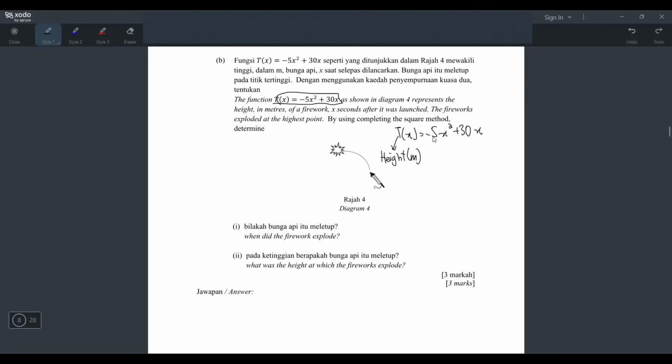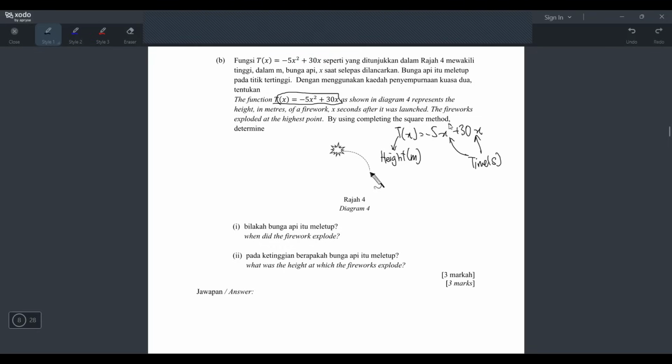So I think this one is just the time. So this x and this x, they are both time, in seconds. So if I want to know the height of the rocket after 5 seconds, then what I do is I just replace x with 5 like that. And then after I substitute 5 and press the whole thing on the calculator, I will get the height of the rocket.